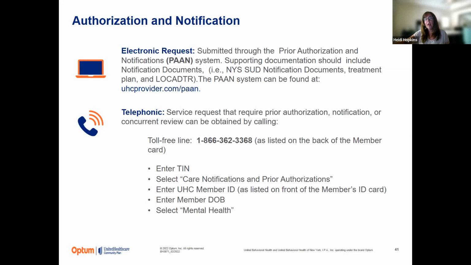uhcprovider.com/PAN. If you're unable to do it that way, you'll see that you can submit telephonically. The information that's required is your TIN, and then you would select care notifications and prior authorizations. Make sure that you have that UHC member ID and you're entering that along with their date of birth, and make sure to select mental health. Next slide, please.